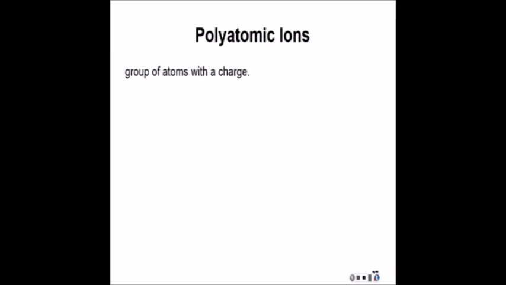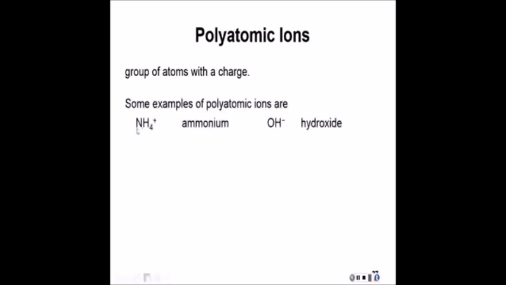Polyatomic ions are a group of atoms that act as one unit and they have a charge. And here are some examples. We have ammonium, which has the formula NH4, that means one nitrogen atom bonded to 4 hydrogen atoms. And overall the charge is +1. This all acts like one unit. Over here we have hydroxide. It's composed of 1 oxygen and 1 hydrogen atom bonded together. Overall a charge of -1.